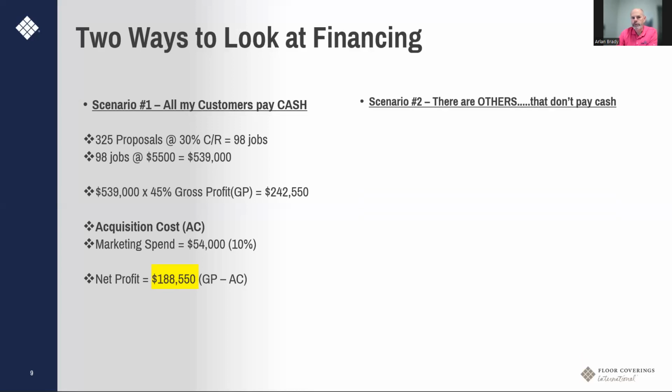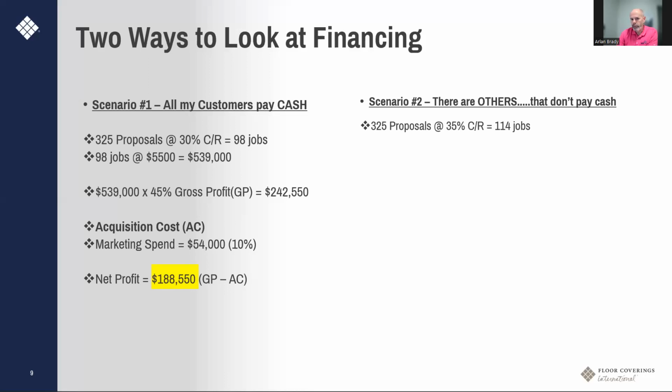Scenario number two, there are others that don't pay cash. So I'm still going to land the 30%. I'm still going to land the 98 jobs that don't use financing. I'm still going to get those cash customers. But in addition to that, I'm also going to get customers that use financing. So I'm going to land a 5% better close rate at a minimum.